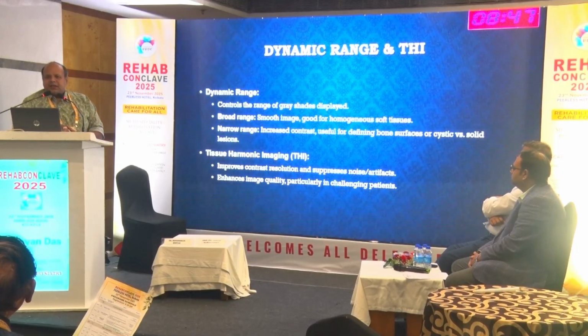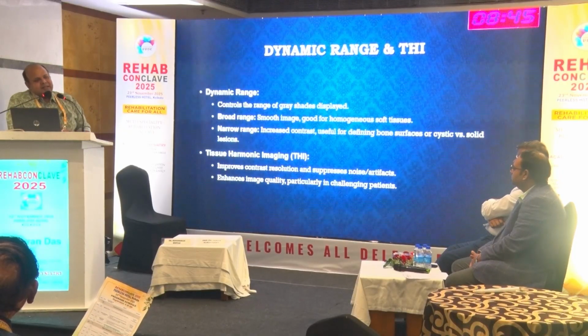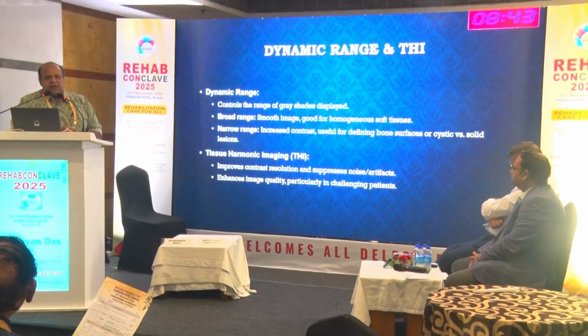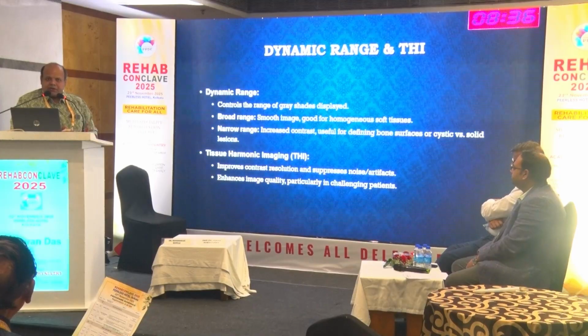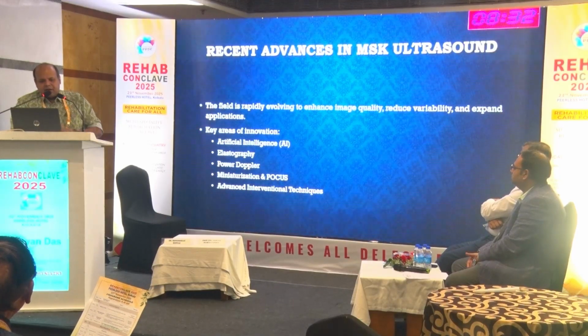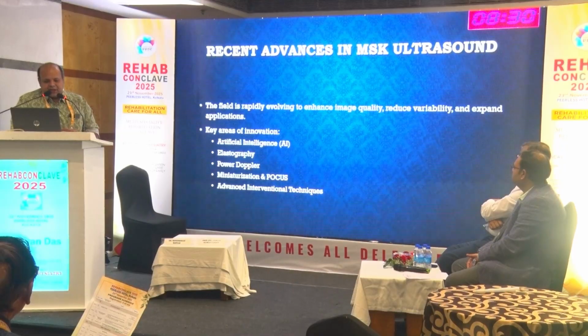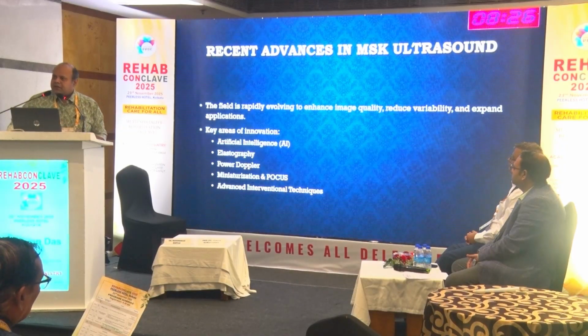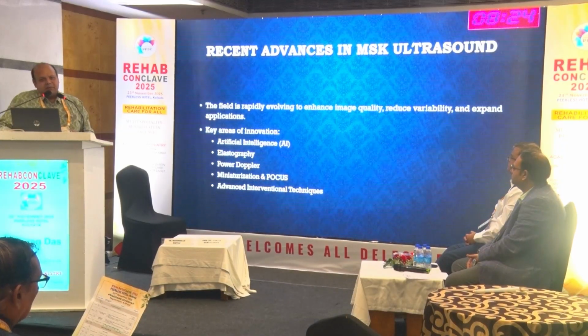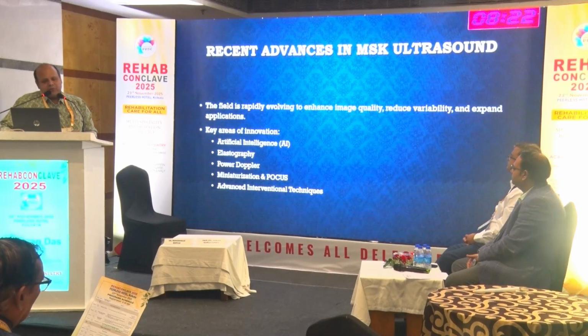Dynamic range imaging and tissue harmonic images are to improve your image quality. That makes more homogeneity, reduces the noise, and increases contrast between the tissue planes. And a few words about the recent advances: artificial intelligence. Now, ultrasound machines are also incorporated with artificial intelligence.